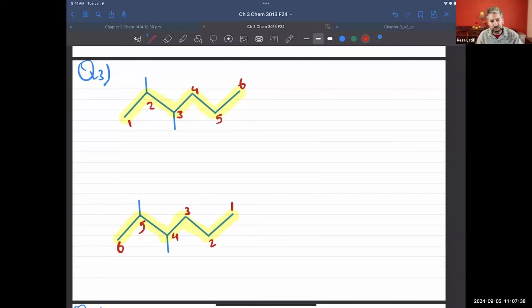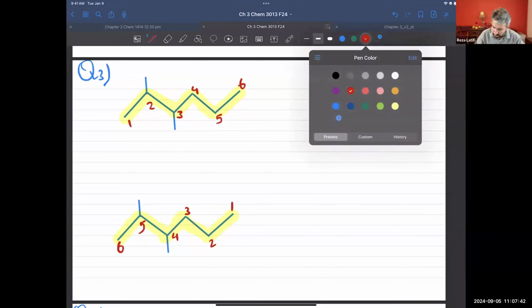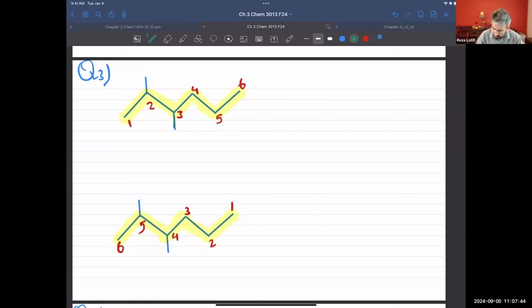The top one says that on the 2nd and the 3rd carbon I have a substituent. Let's highlight the substituent. Forgive me, 1 is here. One of our substituents is there, and the second is here. This one says on the 4th and on the 5th.